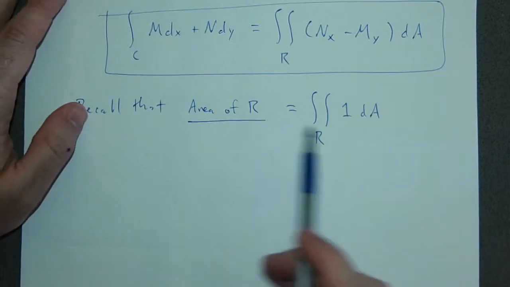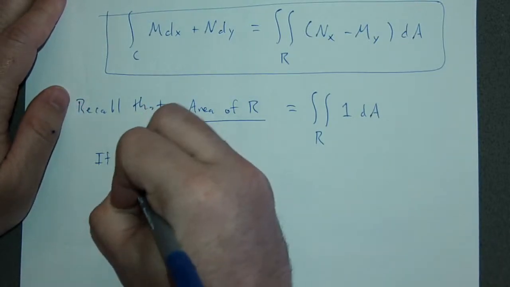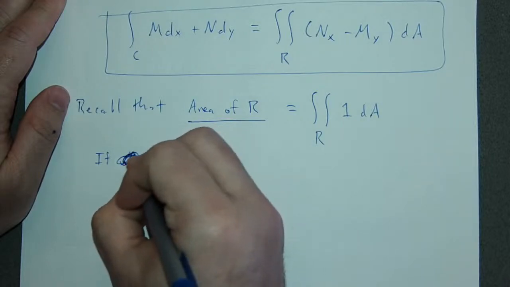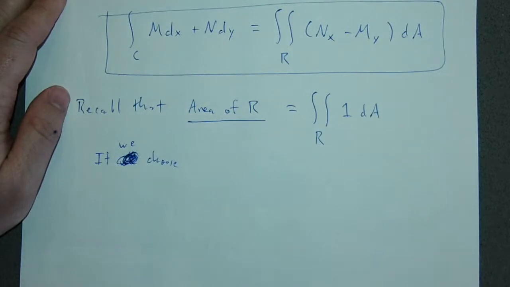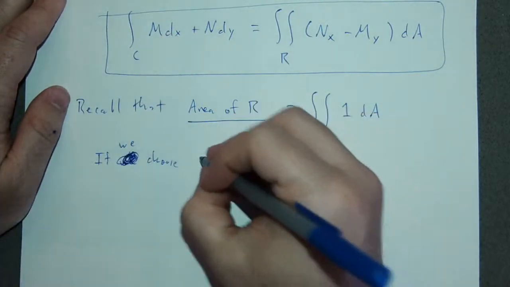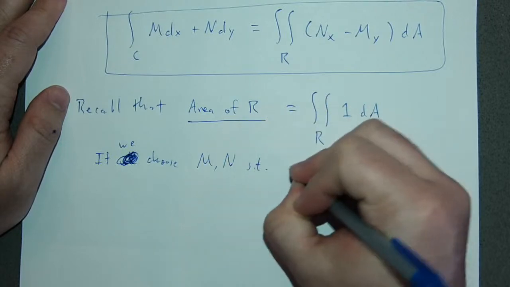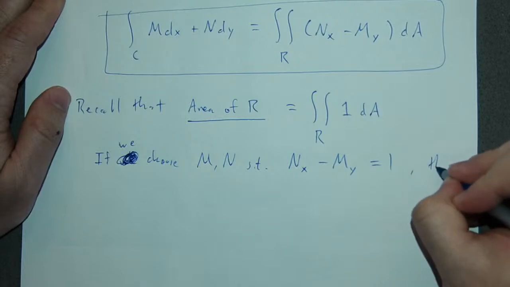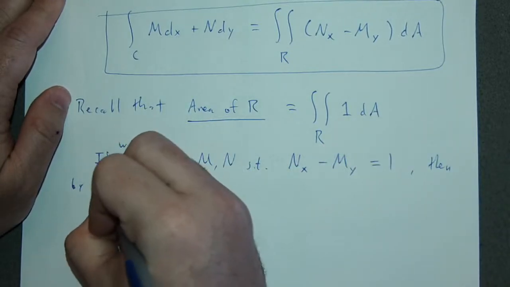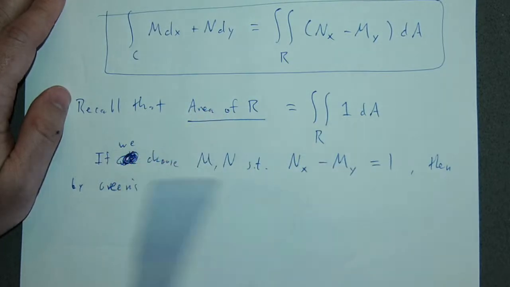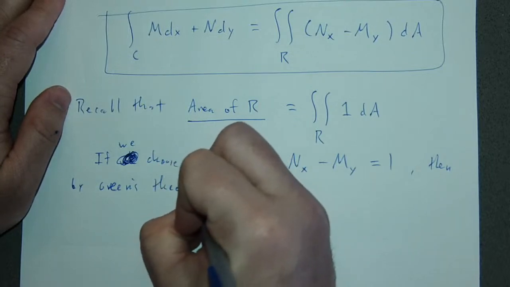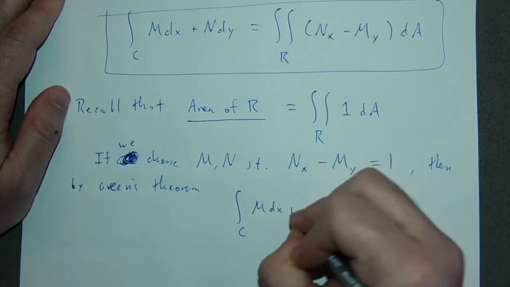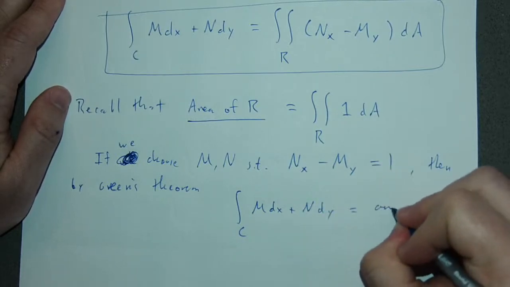Okay, so since the area of R could be computed like this, if we choose a vector field that has M and N such that the x partial of N minus the y partial of M is equal to 1, then by Green's theorem, under the other assumptions of Green's theorem, so it's not just enough to choose this, the line integral over C of M dx plus N dy is equal to the area of R.